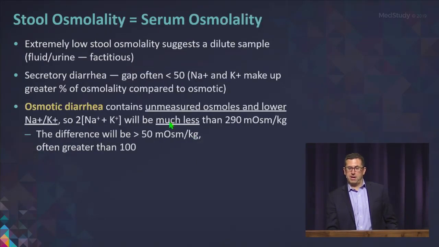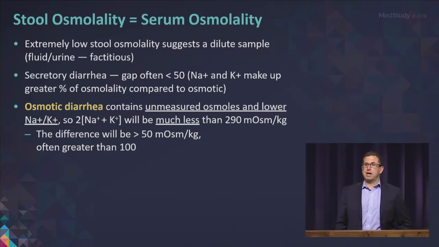Osmotic diarrhea, on the other hand, you have unmeasured osmoles that are replacing sodium and potassium, so the gap is going to be higher. So it's often greater than 100. So again, low gap, secretory diarrhea, higher gap, osmotic diarrhea.